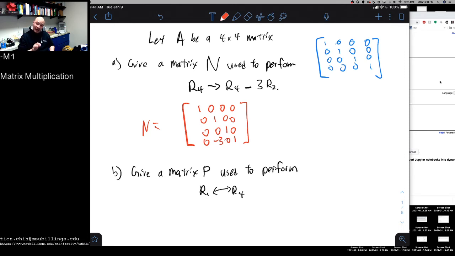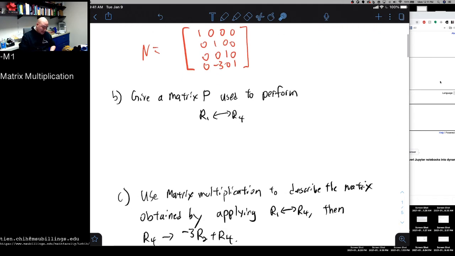But another observation you may have is that this matrix N is exactly what you get if you take minus 3 times the second row of the identity and add it to R4 of the identity. That just so happens to be this N. Alright, so that's what N would be.